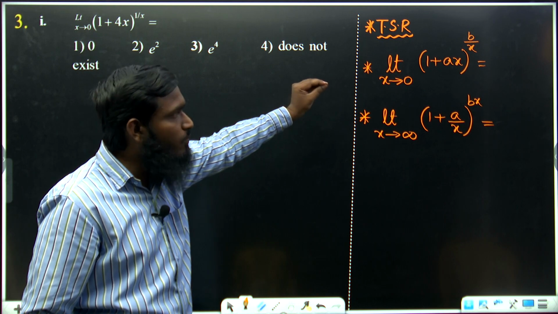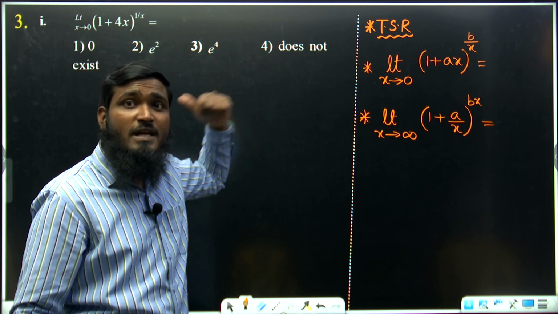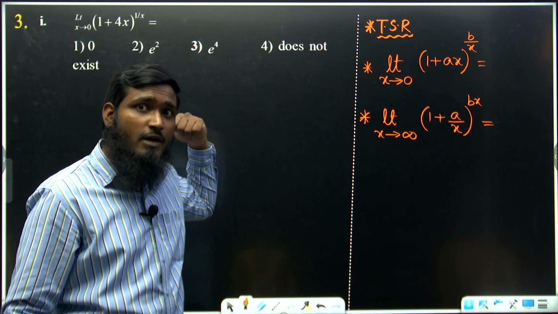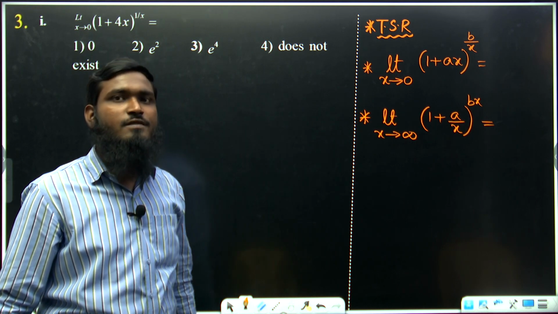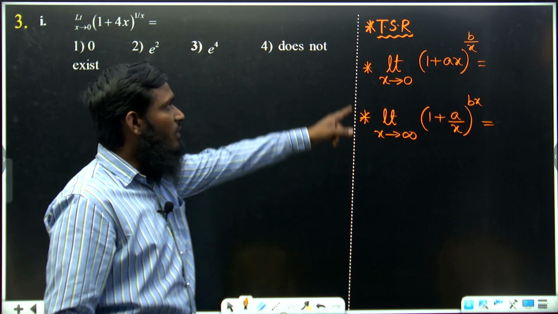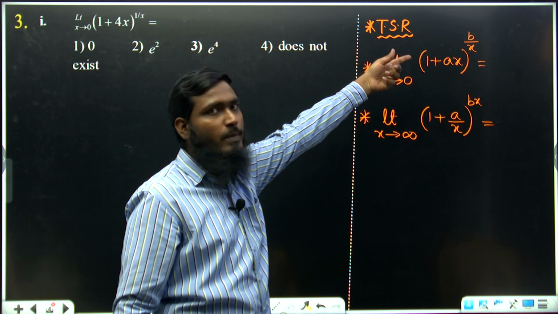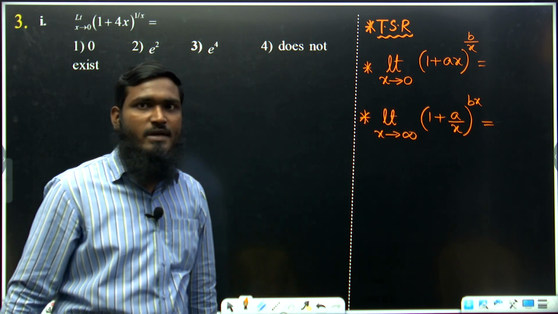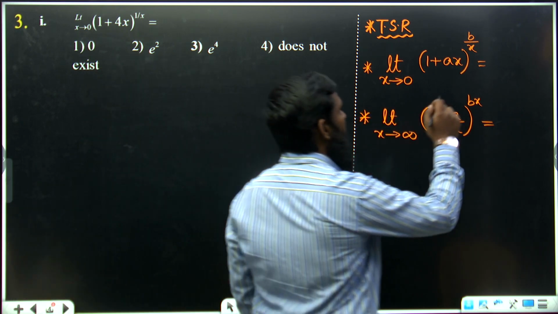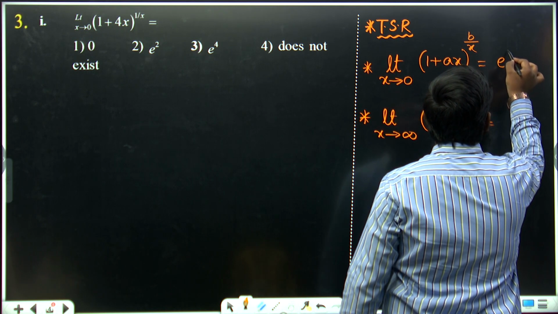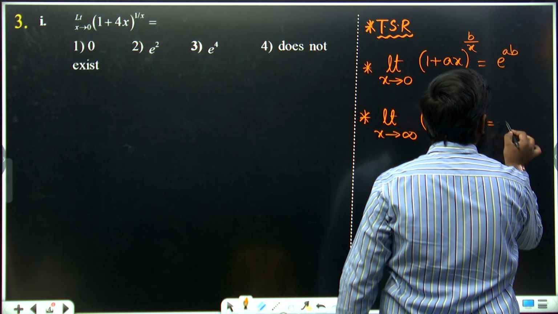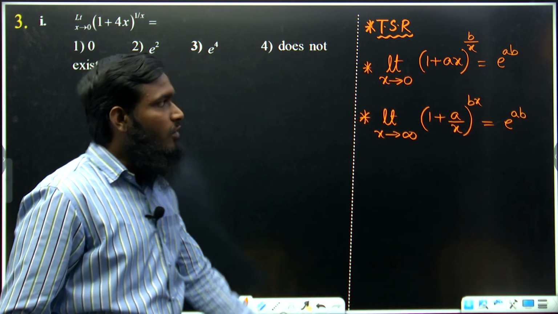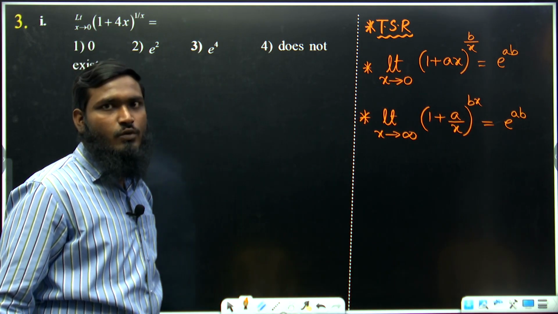These are the most important formulas. If you have not seen the previous video, first watch functions and limits part 1, then continue with part 2. For limit x tends to 0, (1 plus ax) whole power b by x, and limit x tends to infinity, (1 plus a by x) whole power bx, we have the same result, e power ab. By using this, we have to solve these questions.